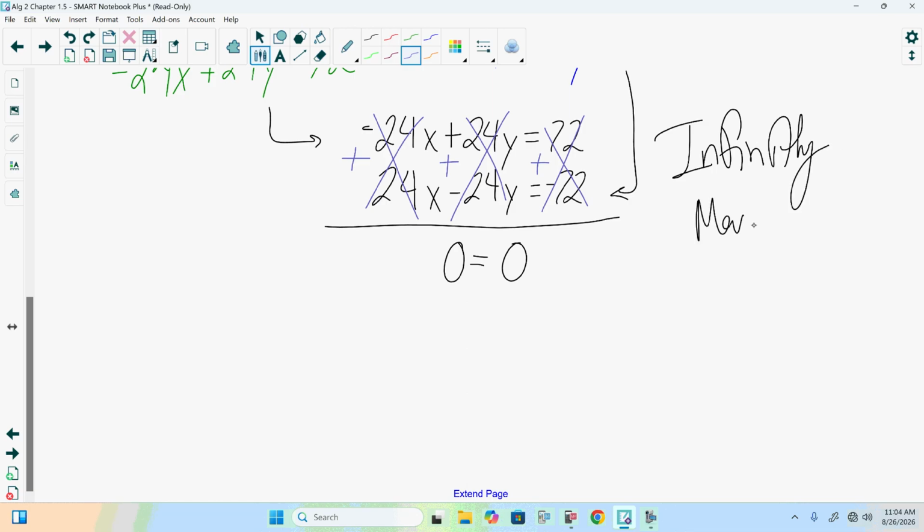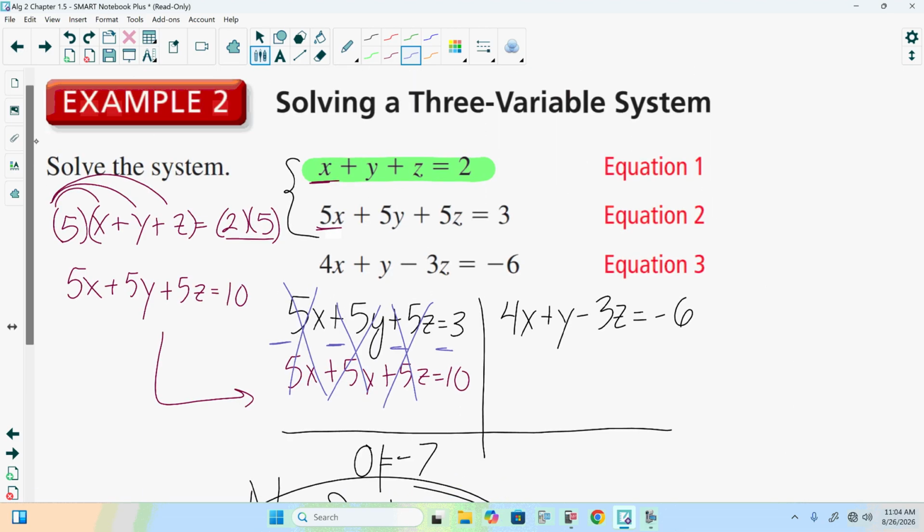Infinitely many solutions. That's it. If at the start we do our elimination, and instead of like on the last one where we got 0 equals -7, we got 0 equals 0, we need to check the other equation.